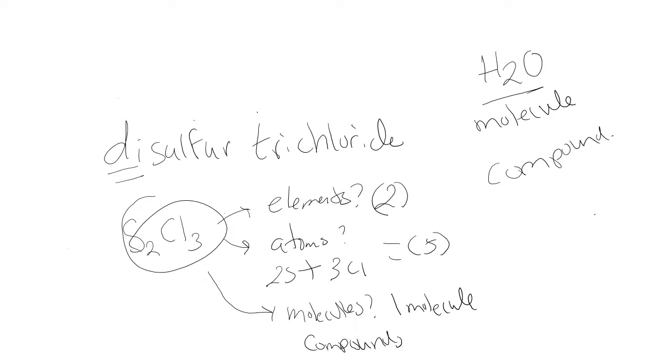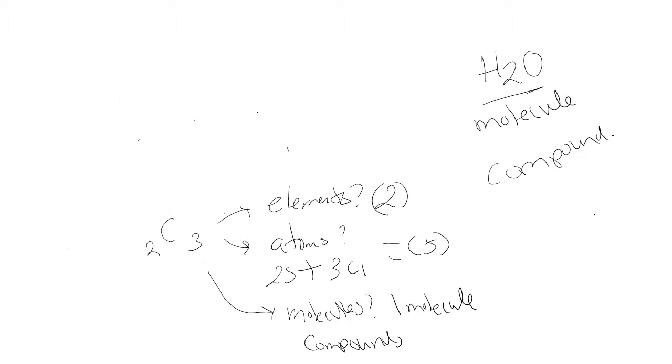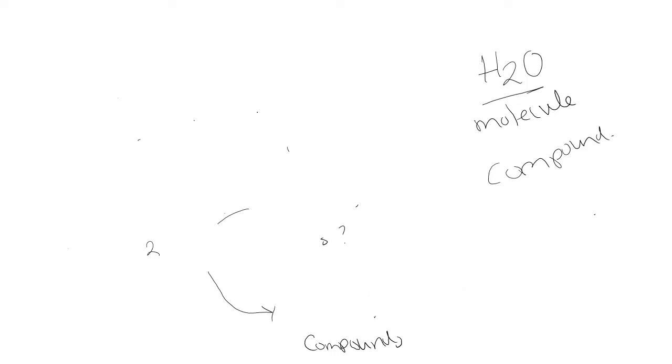Alright, let's do another example here. So we did disulfur trichloride, a molecular compound, pretty easy to see. It's got prefixes, so you know right away that it is molecular. But the ultimate test, of course, is asking if you have 2 nonmetals. If you have 2 nonmetals, then it's molecular.